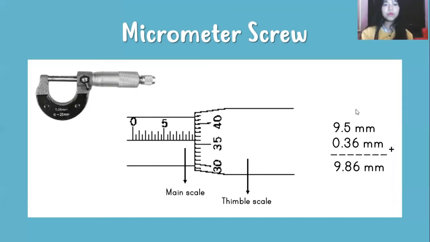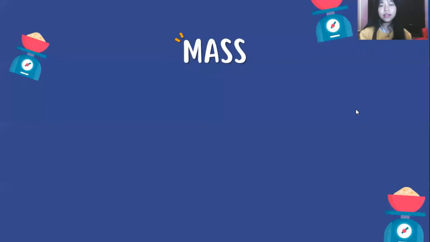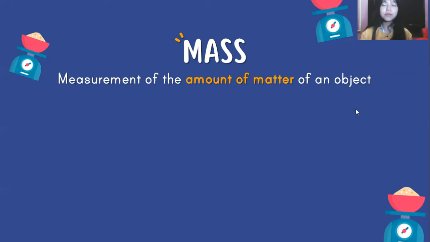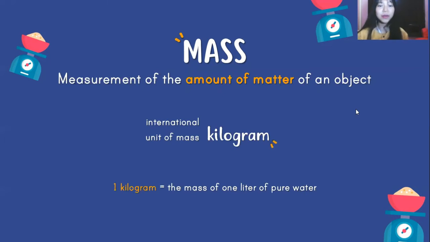Now coming up to the second base quantity, which is mass. So basically mass is a measurement of the amount of matter of an object. And as you know that international unit of mass is kilogram. And the fun fact is that a kilogram is equal to the mass of 1 liter of pure water. And similar with length, kilogram is not the only unit of mass. There are plenty of it, for example pounds, or ounce.